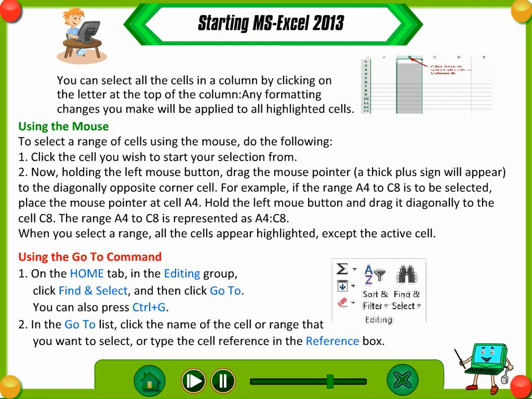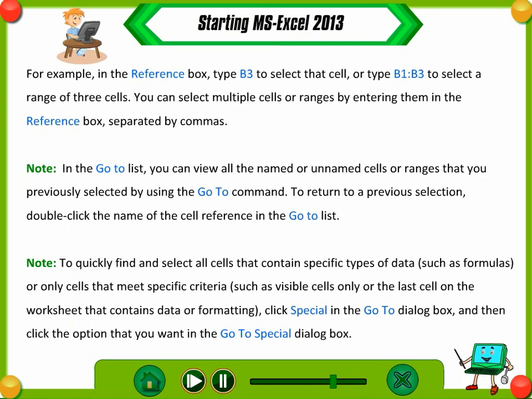Using the Go To command, on the Home tab in the Editing group, click Find and Select and then click Go To. You can also press Ctrl+G. In the Go To list, click the name of the cell or range that you want to select or type the cell reference in the reference box. For example, in the reference box type B3 to select that cell or type B1:B3 to select a range of 3 cells. You can select multiple cells or ranges by entering them in the reference box separated by commas.